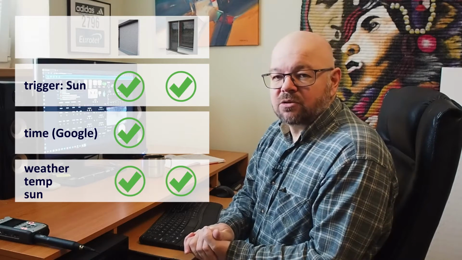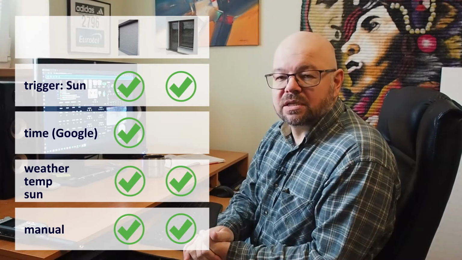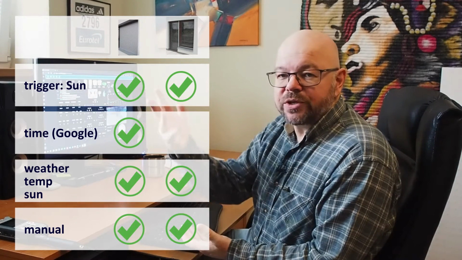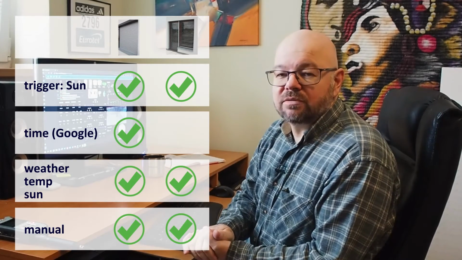And then finally, I can control them manually, either from the Home Assistant screen or using Google Home. You can just by voice control them and say, set the position of those covers to that.